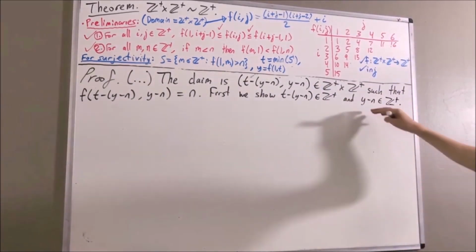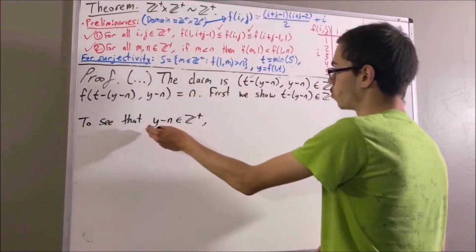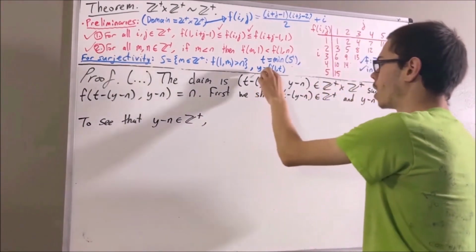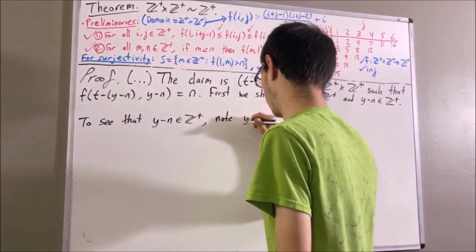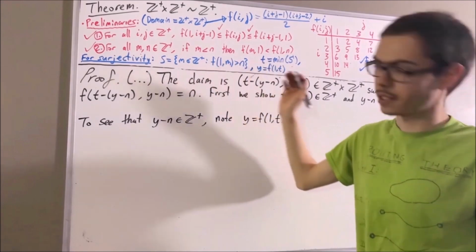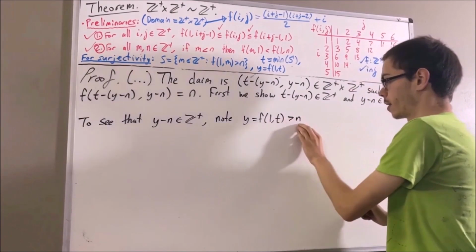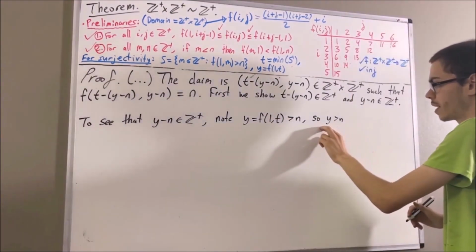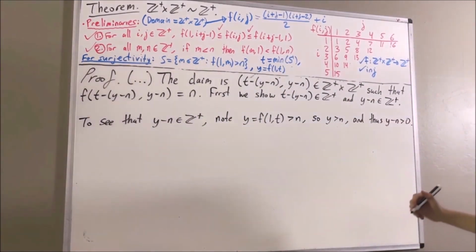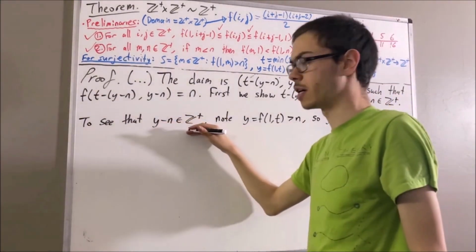And let's start out by showing that y minus n is a positive integer. Well, we know that y minus n is an integer, so all we've got to do is show that it's positive. Now, we know that y is equal to f of 1 comma t. And since t is the smallest element of s, of course, t is an element of s, which means that f of 1 comma t is greater than n. So, y is greater than n. Subtracting n to the other side, we get that y minus n is positive. So, y minus n is an integer, and y minus n is positive. So, y minus n is a positive integer, as claimed.